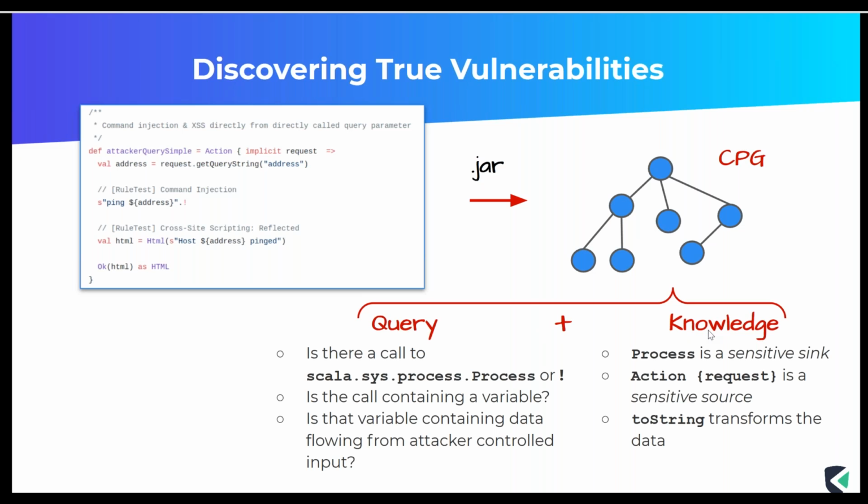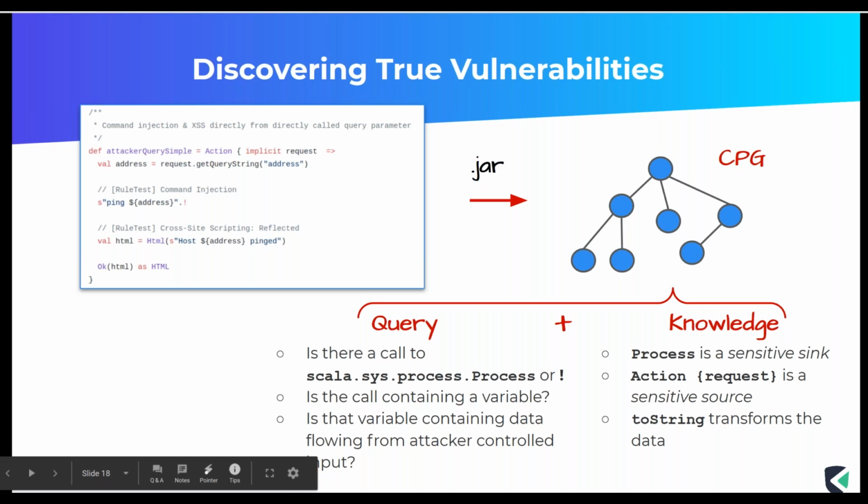You would combine and understand a little bit more about the graph. You would first, for example, try to find out if this process, which you see with this exclamation here, is a sensitive sink. Yes, it's a sensitive sink, and this is the knowledge that you are trying to embed in the graph first. This is also what we call security policies. For each language and each framework, you would have this information stored. Is this action a sensitive source?